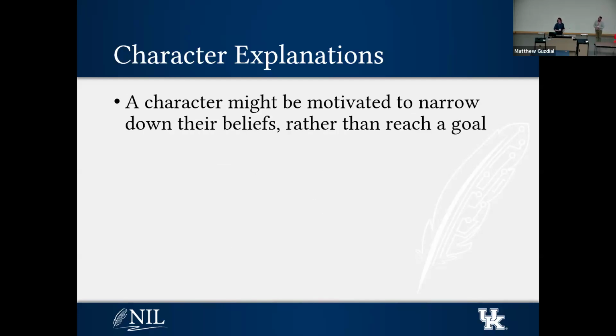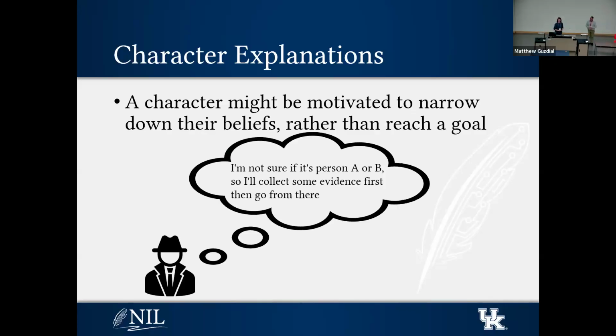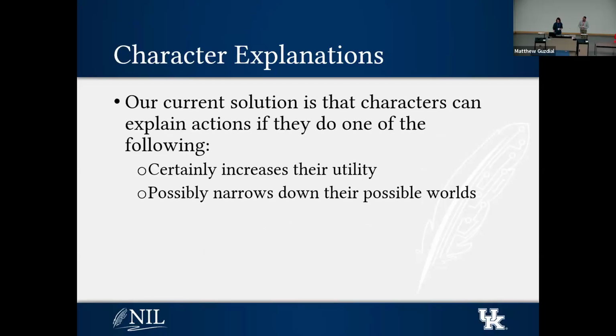However, going back to the detective example, they might be motivated to narrow down their beliefs rather than reach a goal. So for example, if they are uncertain if it's person A or B, they might go collect some evidence first, and then figure out from there what they're going to do to arrest the criminals. And then our current solution for characters explaining actions is if it is.